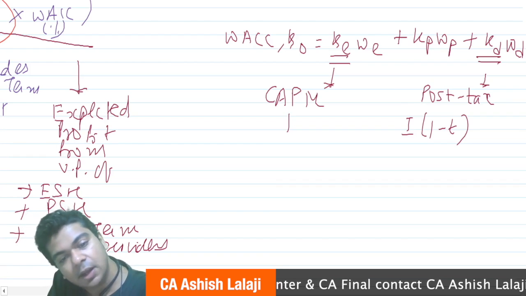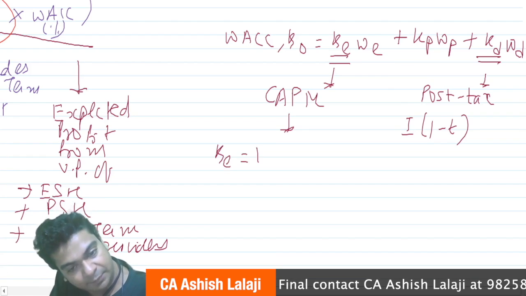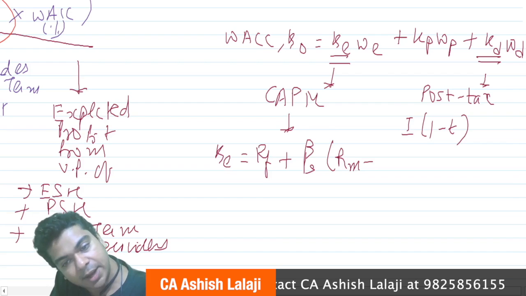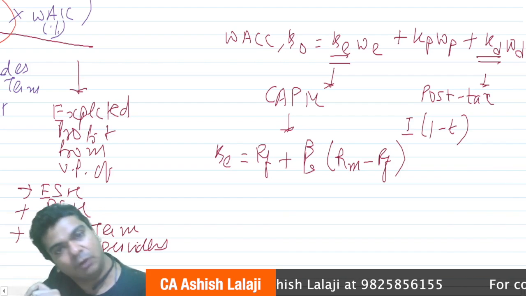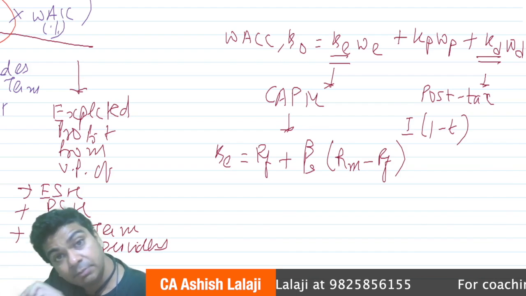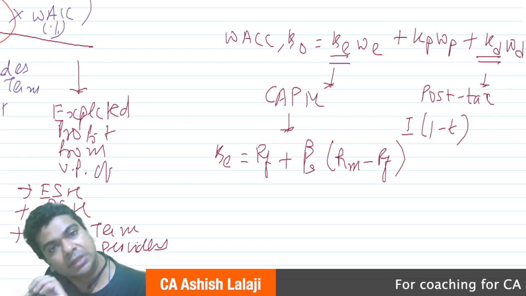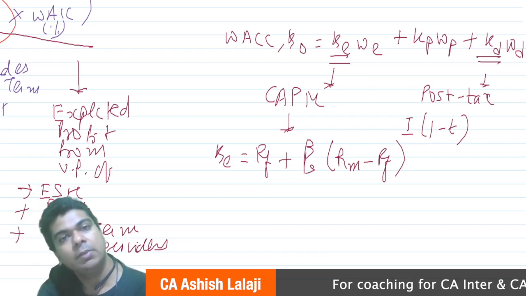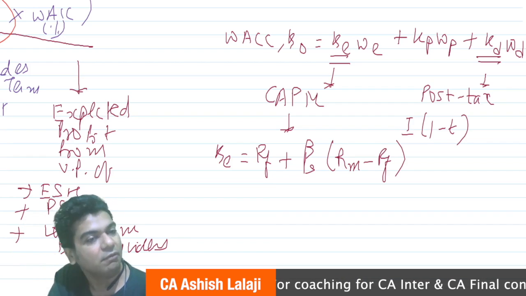If you are applying the capital asset pricing model, then your cost of equity will be RF plus beta into RM minus RF. RF will stand for risk-free rate of return. Beta will measure the systematic risk of the security. RM is considered to be the market return over here. So using this formula, you have to work out the CAPM.